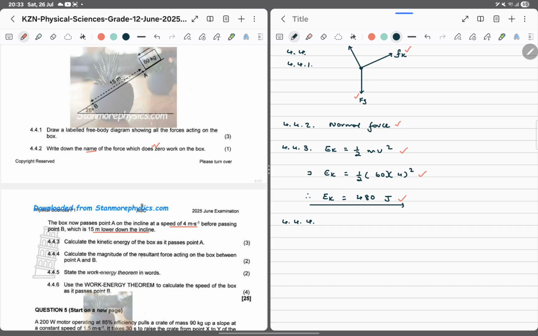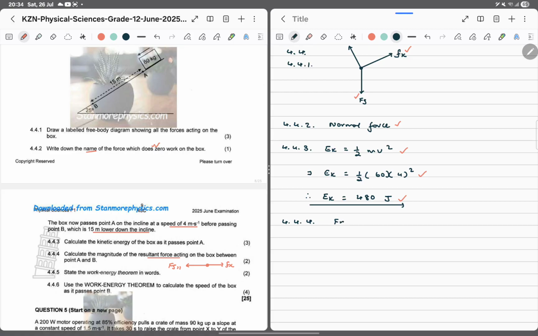Calculate the magnitude of the resultant force acting on the box between points A and B. So we know there's 2 forces opposing each other there. If this is the body, we've got the frictional force to the left. We'll get Fg parallel downslope. So those are the 2 forces. So the resultant force is going to be because of those 2. So well guys, this is just 2 marks.